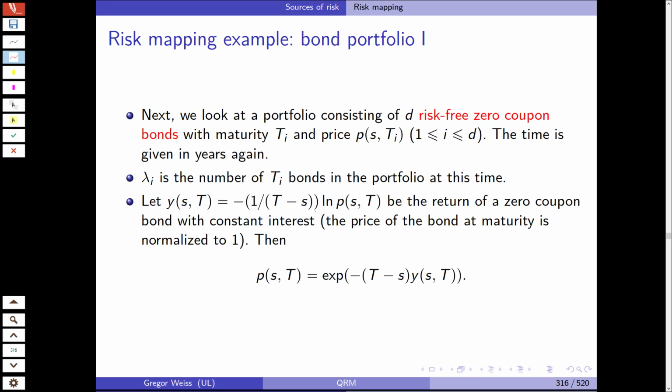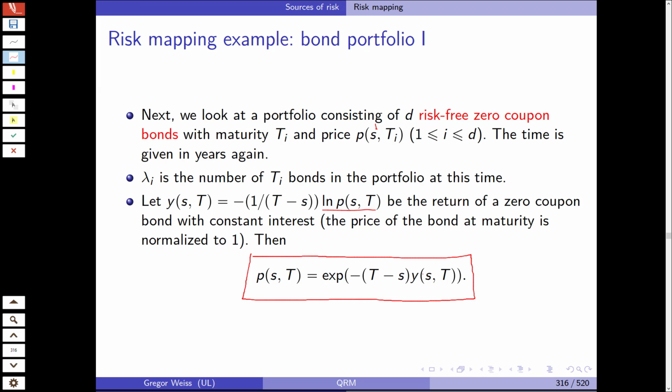So we are looking at a portfolio that consists of d risk-free zero coupon bonds with maturity T_i and a price P depending on the maturity and current point in time s. The time is again given in years. Lambda i is again the number of instruments we have in our portfolio. And we now write Y(s, T) as minus 1 over T minus s of the logarithmic price. So that's the yield of a zero coupon bond with constant interest, and the price of the bond at maturity is normalized to 1.